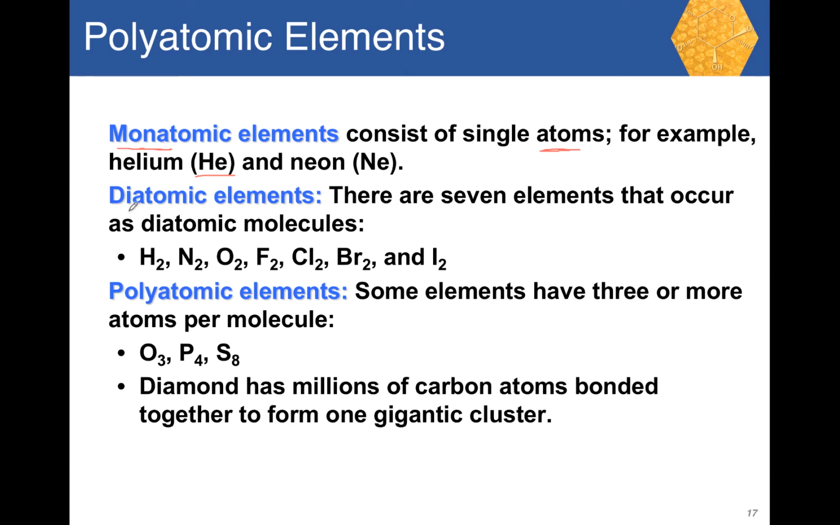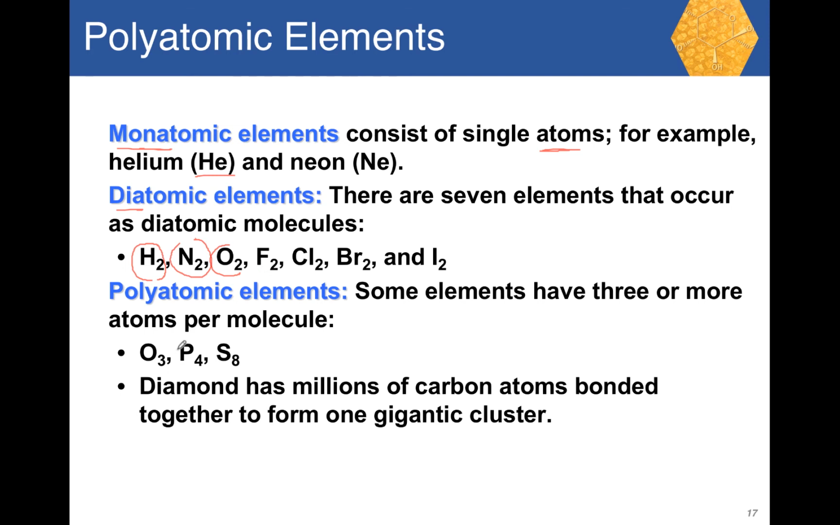There are some elements that are diatomic. The examples here are hydrogen. You look at the periodic table and you see hydrogen, but in the real world it exists as H2. So you will not find just H in nature. Same for nitrogen gas, oxygen, and some other examples here. So in nature they exist as diatomic.